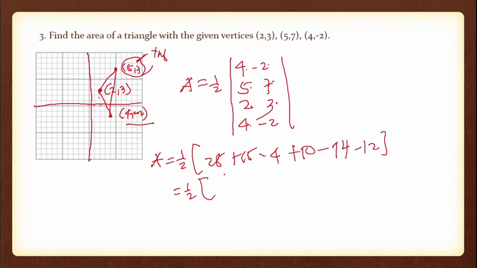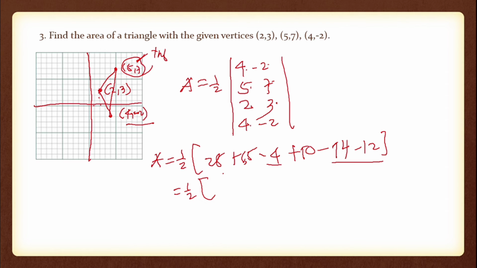So we have 28 plus 15 minus 4 plus 10 minus 12 and minus 14. So this is negative and this is negative. So negative 4 minus 14, that is negative 18. This is minus plus 12, that is 30.